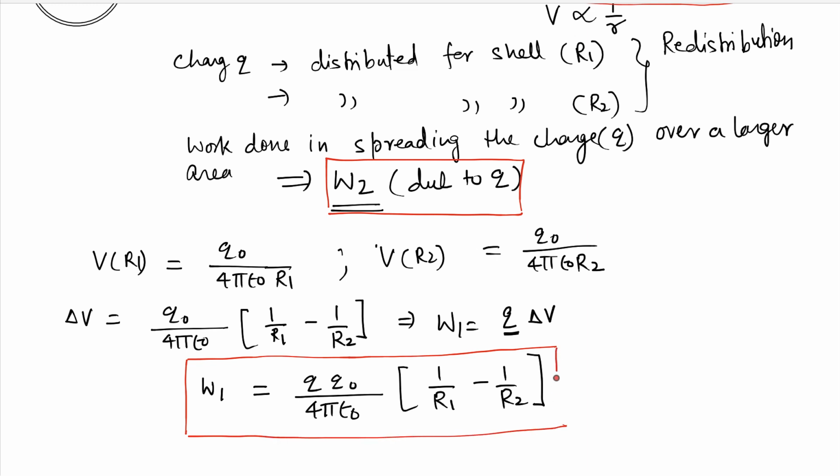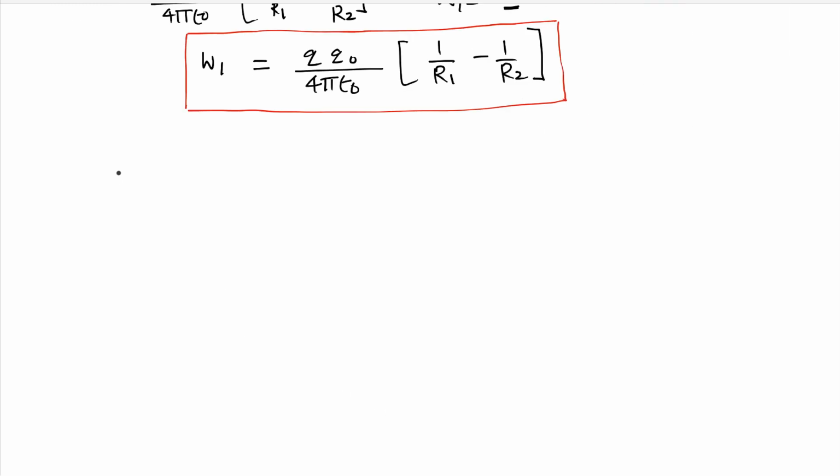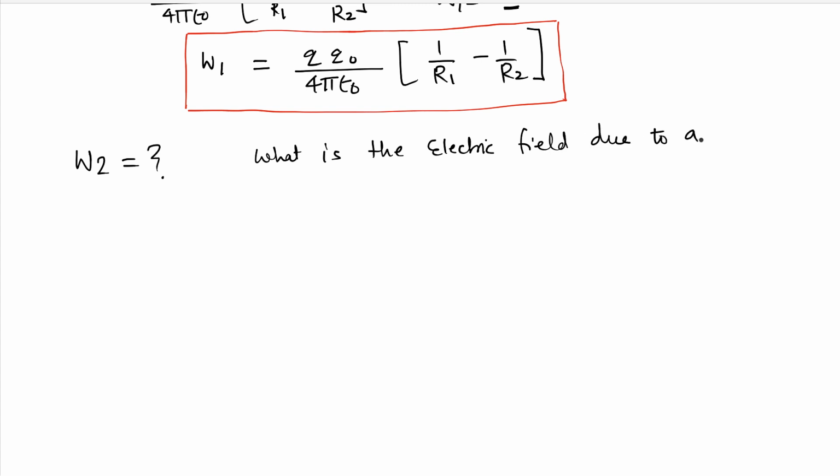Okay, now let's compute the work 2. What is work 2? Work 2 is work done in spreading the charges over a larger area, right? So the first question that we should ask is, what is the electric field due to a shell with charge, let's say Q.